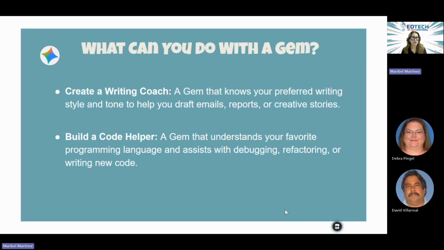So what can you do with a gem? There are different ways you can use it. You can create a writing coach. This is just an example. That gem will become your assistant to help you with style and tone when you draft emails, reports, or creative stories. You can also use it to build a code within a Google Gemini gem that understands your favorite programming language and assists with debugging, refactoring, or writing new code. Those are just some examples of what you can use a gem for.